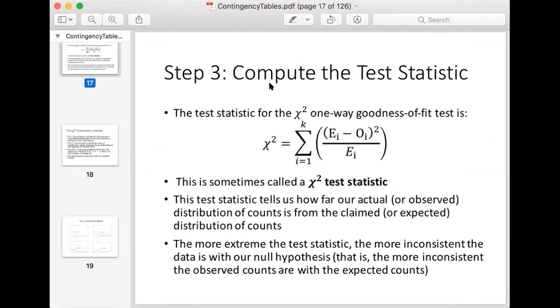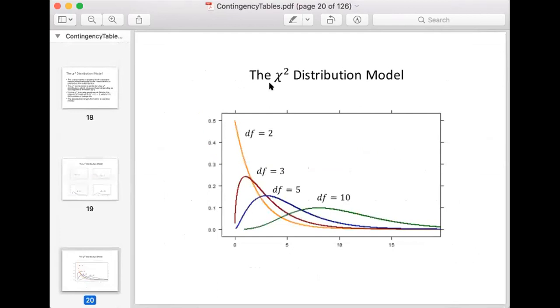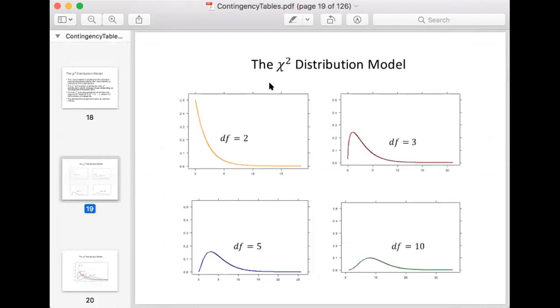So once you have your chi-squared test statistic, you can then compare it with the chi-squared critical value for your given distribution. And if the test statistic is more extreme than the critical value, you would reject the null hypothesis and you'll conclude with the alternate hypothesis.